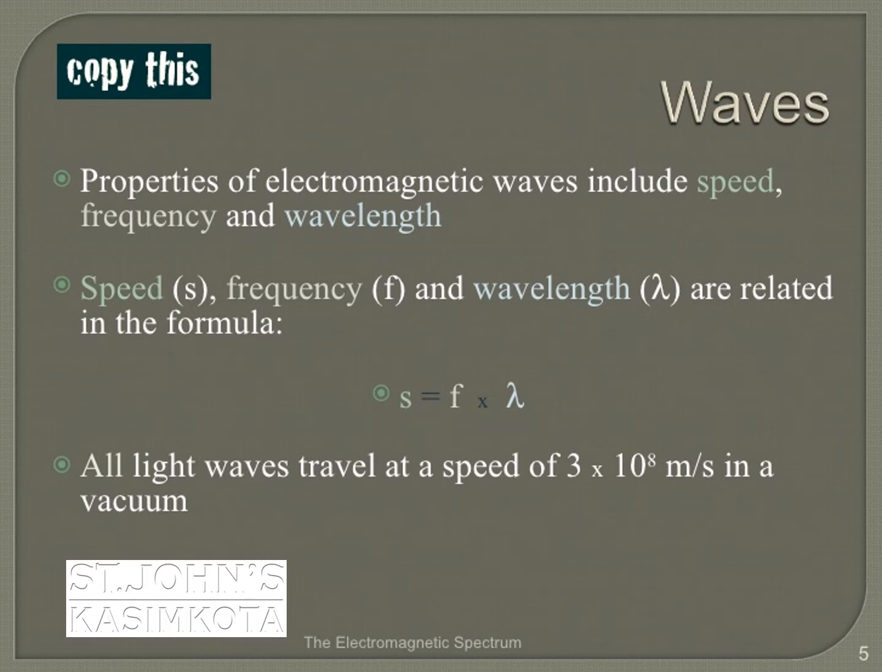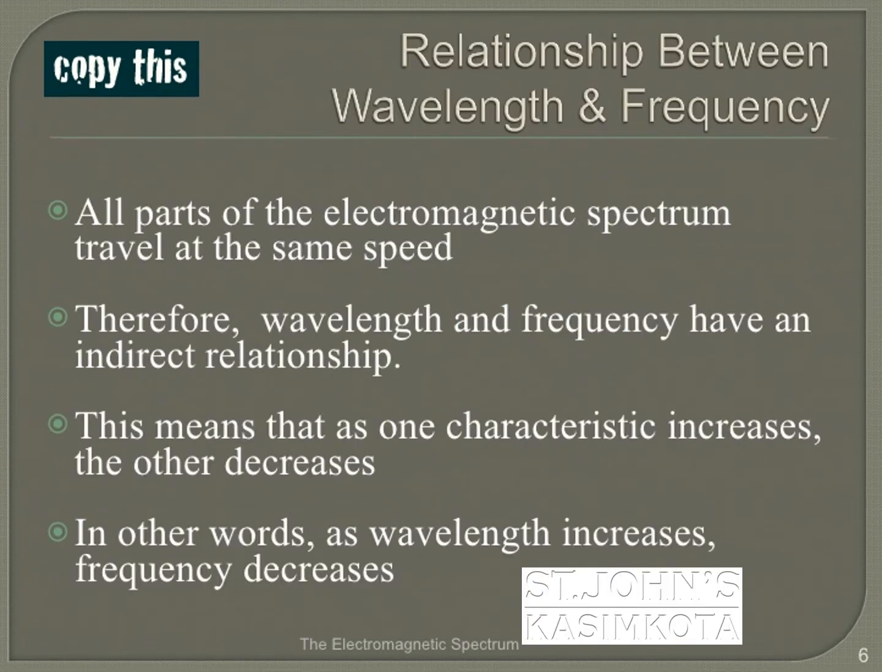But have you got a doubt, what is frequency and what is wavelength? Let's see what they are. In the next slide, I'm going to explain it. Continuing, the relationship between wavelength and frequency: all parts of the electromagnetic spectrum travel at the same speed. I have told you that the electromagnetic spectrum is continuous, and in it radio waves, gamma rays, cosmic rays, all these are present, and their speed is the same.